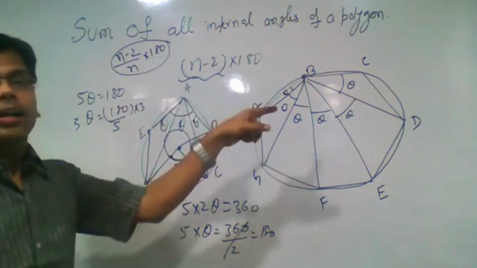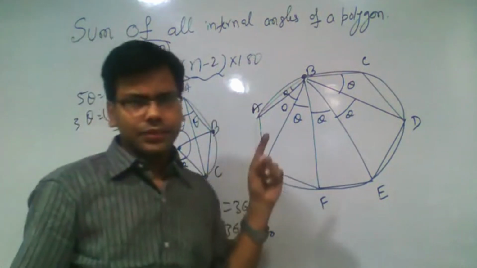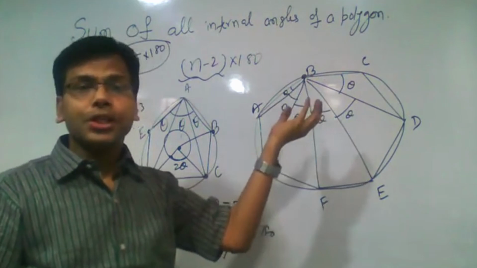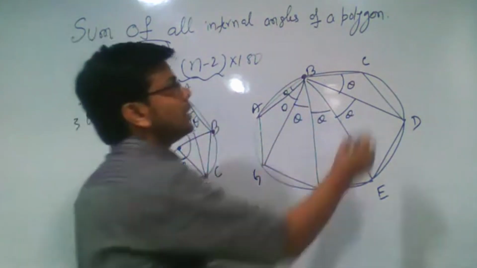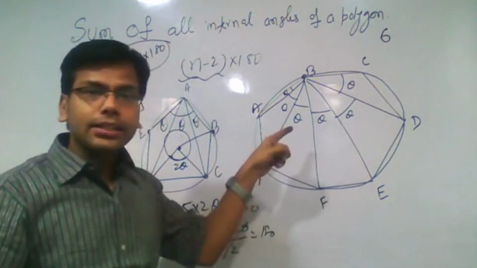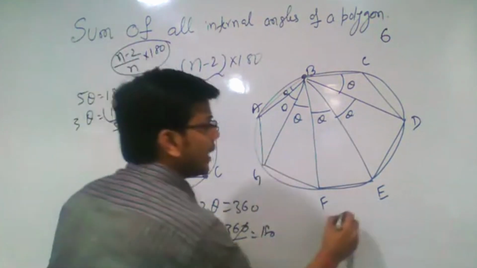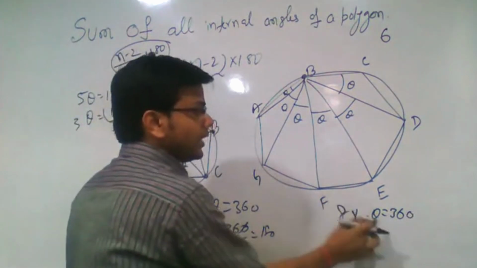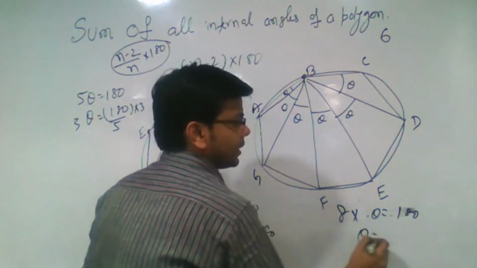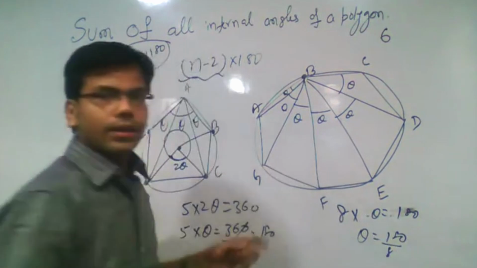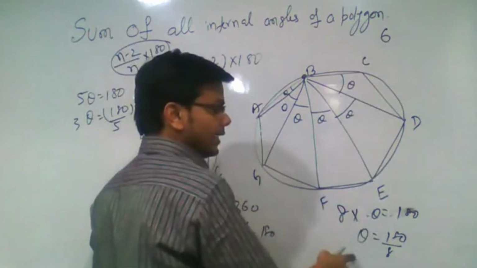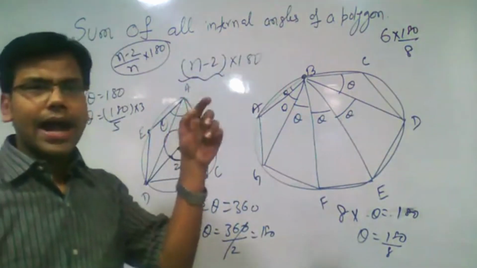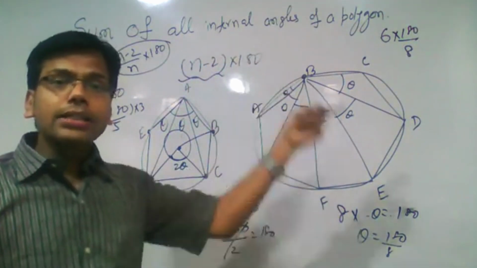I am again repeating for the octagon. We have an 8-sided figure. The summation of all angles at vertex B is nothing but 6 theta. Why 6 theta? Because we have an 8-sided figure. At the center, the summation of all angles should be 8 into 2 theta, which converts to 360 degrees. So 8 into theta becomes 180 degrees, theta becomes 180 by 8. At B we have 6 theta and theta is this, so we can say 6 into 180 upon 8. So this is the one angle at B and all angles are the same.